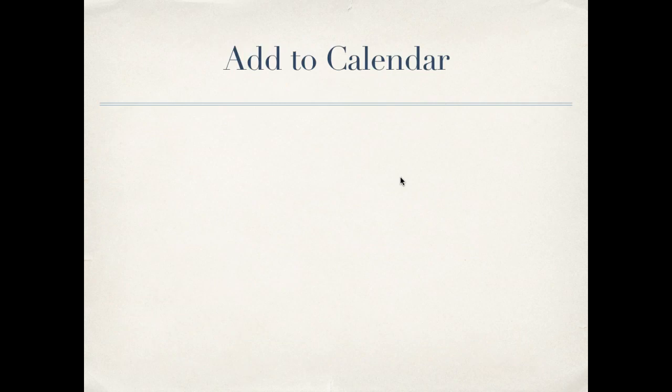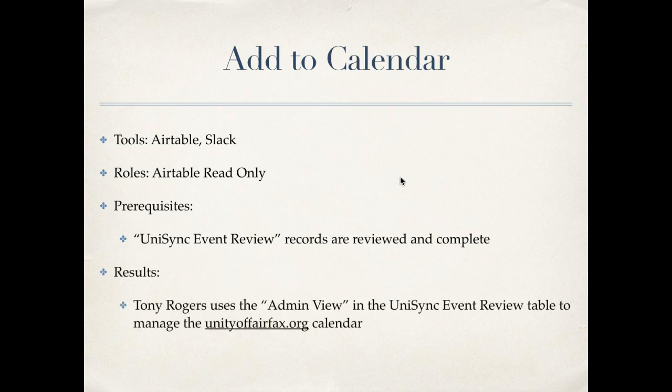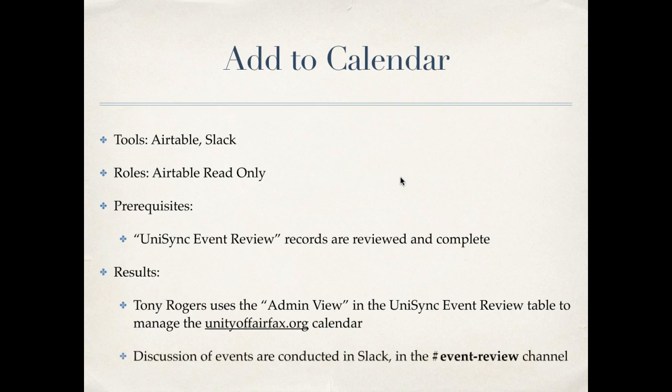The third part of this use case is add to calendar. The tools are Airtable and Slack. The role is Airtable read-only. Prerequisites: everything in the Unisync event review records is reviewed and complete, usually happening during the Unisync meeting. Results: Tony Rogers may now use the admin view in the Unisync event review table to manage the unityoffairfax.org calendar. Discussions of events are still conducted in Slack in the event review channel.